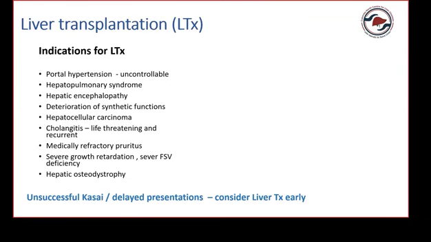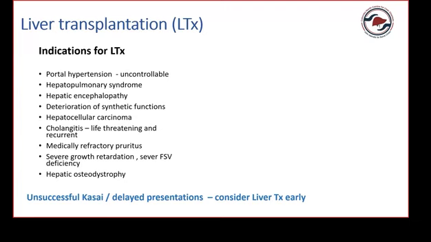Cholangitis, if it is life-threatening and recurrent, yes, liver transplantation is indicated. Medically refractory pruritus, severe growth retardation, severe fat-soluble vitamin deficiency, or hepatic osteodystrophy, if they develop recurrent fractures and bone disease. So you don't need to have all the indications. If there is a child whose synthetic functions are preserved, however, there is significant portal hypertension which cannot be managed medically or endoscopically, resulting in recurrent bleeding, then that itself is an indication for liver transplantation.